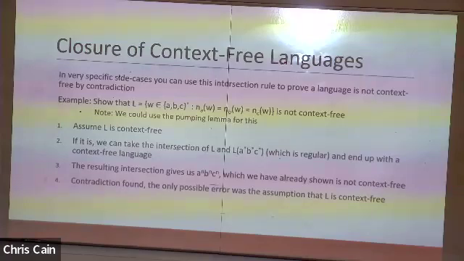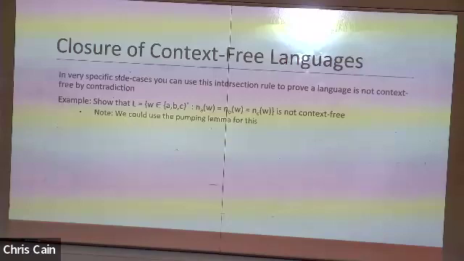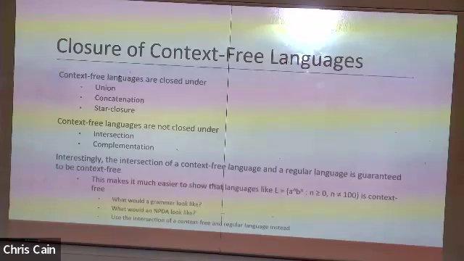Would I be able to ask you to go back to the last one, because I was a little unsure about what you were talking about with the intersection? For that one, what the regular language is that it's an intersection with? Yeah, so we know A to the N, B to the N is context free. If we were to identify something like N is equal to 100, we'd be able to do the is equal to 100 really easily with a DFA.